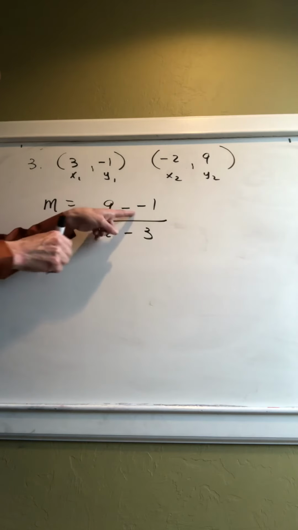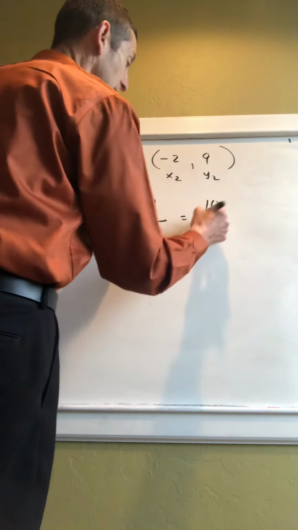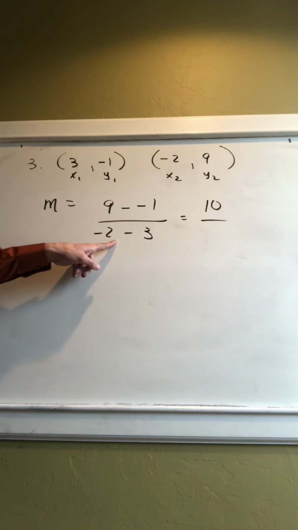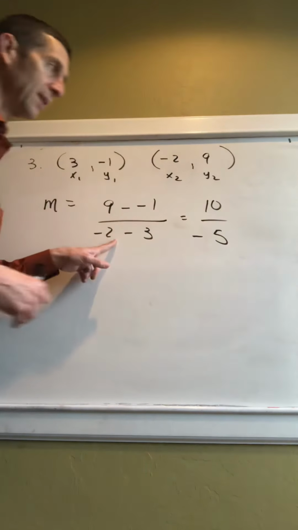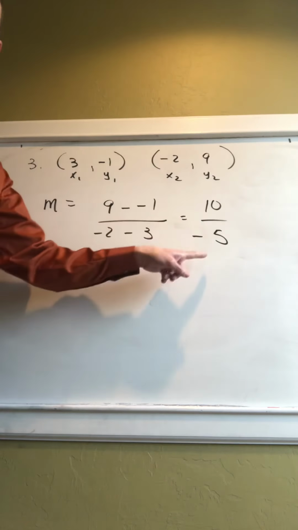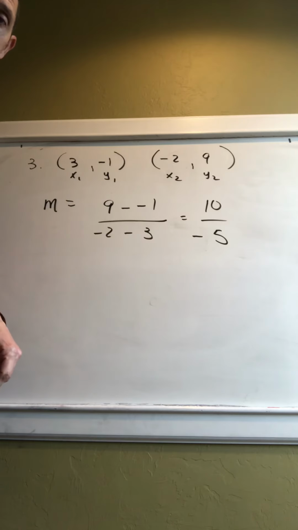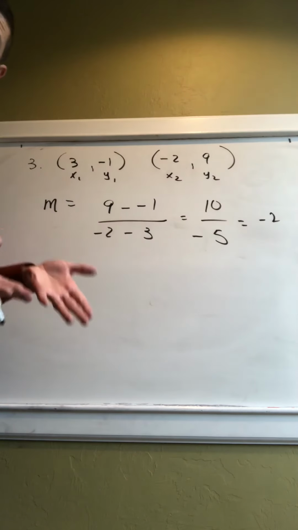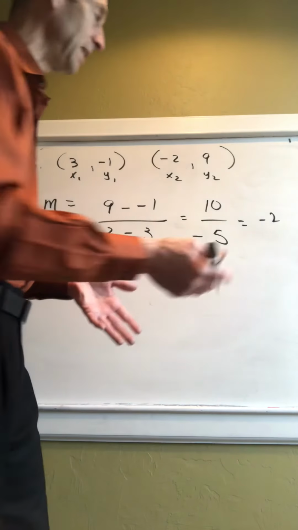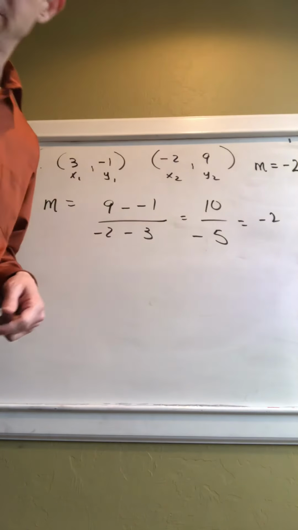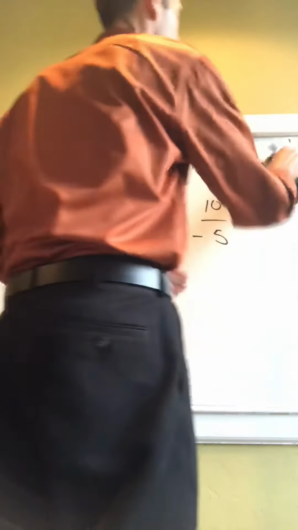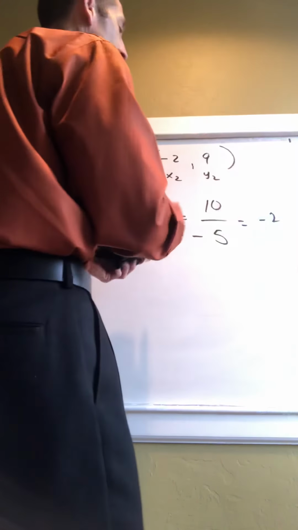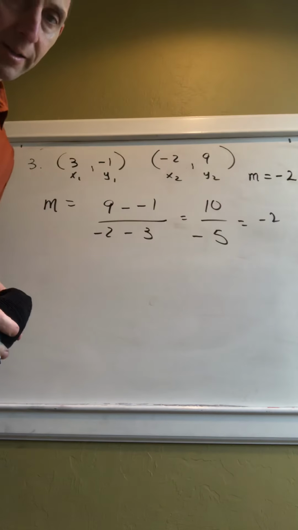All right, here we go. 9 minus negative 1, 9 plus 1, that's positive 10. Negative 2 minus 3, that's negative 5. And then you have a fraction that you can reduce down. 10 divided by negative 5, that's a negative 2. So you've done your first job. Your first job is to find m. M is equal to negative 2. I can't quite see that. Scoot it over a little bit. M equals negative 2. Now it's in there.